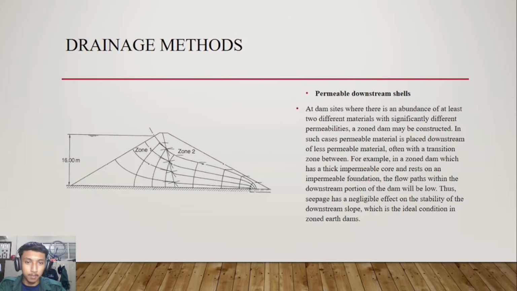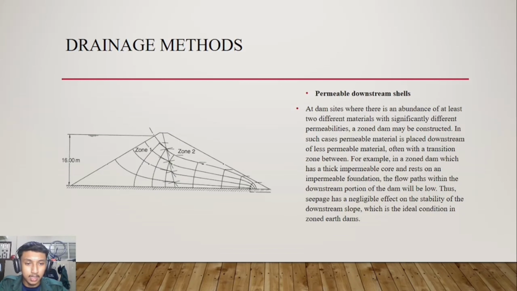And next is the drainage method. First is permeable downstream shells. At a dam site where there is an abundance of at least two different materials with significantly different permeability, a zoned dam may be constructed. In such a case, permeable material is placed downstream of less permeable material, often with a transition zone between. For example, in a zoned dam which has a thick impermeable core and rests on an impermeable foundation, the flow path within the downstream portion of the dam will be low.